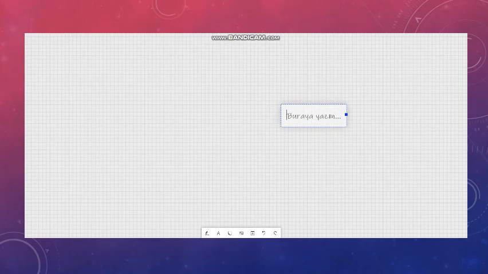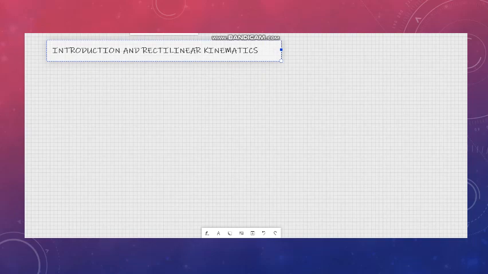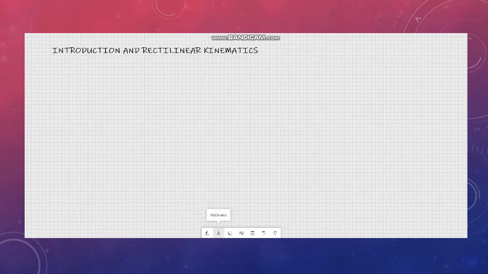It is our introduction and rectilinear kinematics. What is rectilinear? We are going to see right now. It's on the direct path, and it's not curvilinear, it's rectilinear. It comes from rectangular, so it's Cartesian coordinates we are using. That's why it's called rectilinear kinematics.